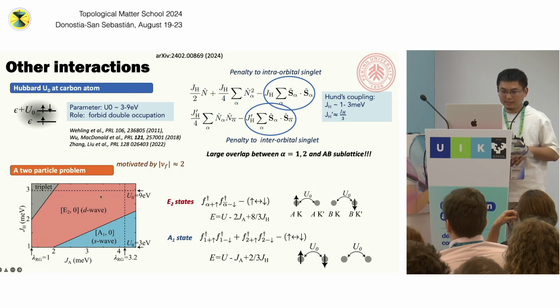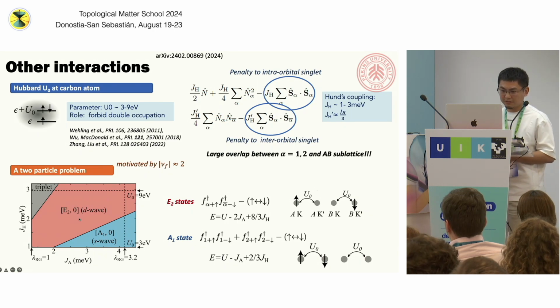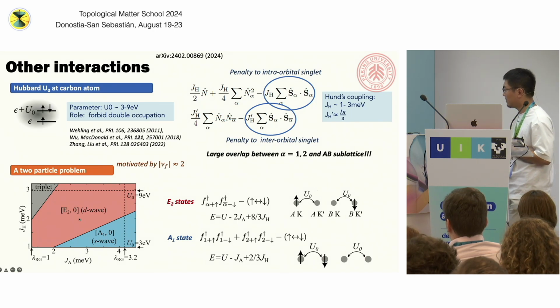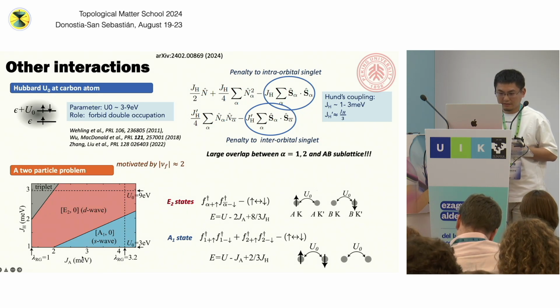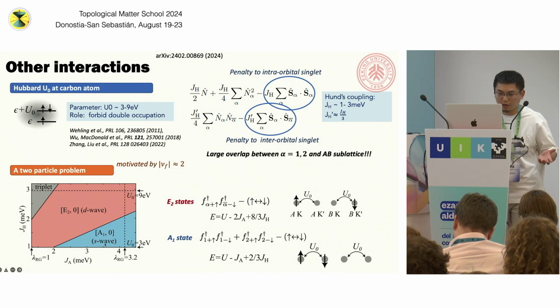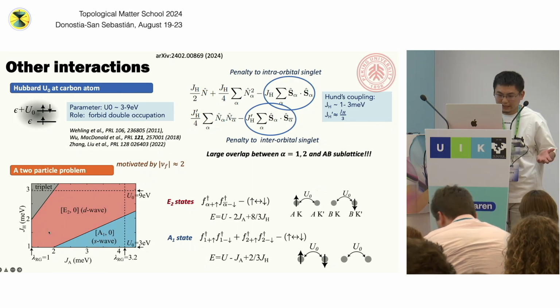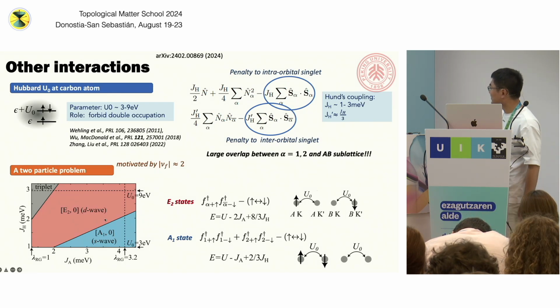We can diagonalize the two-body problem and find the two-body ground state. We can see that in a large region of the phase diagram, the two-body ground state is D wave. It forms the E2 representation of the symmetry group. Basically, GA favors A1, the S channel, more, but GH disfavors this S wave. So with intermediate GH, the D wave becomes the ground state.